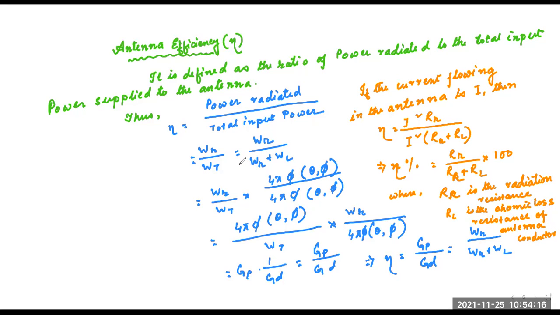And RR plus RL is the total effective resistance. So that's all.